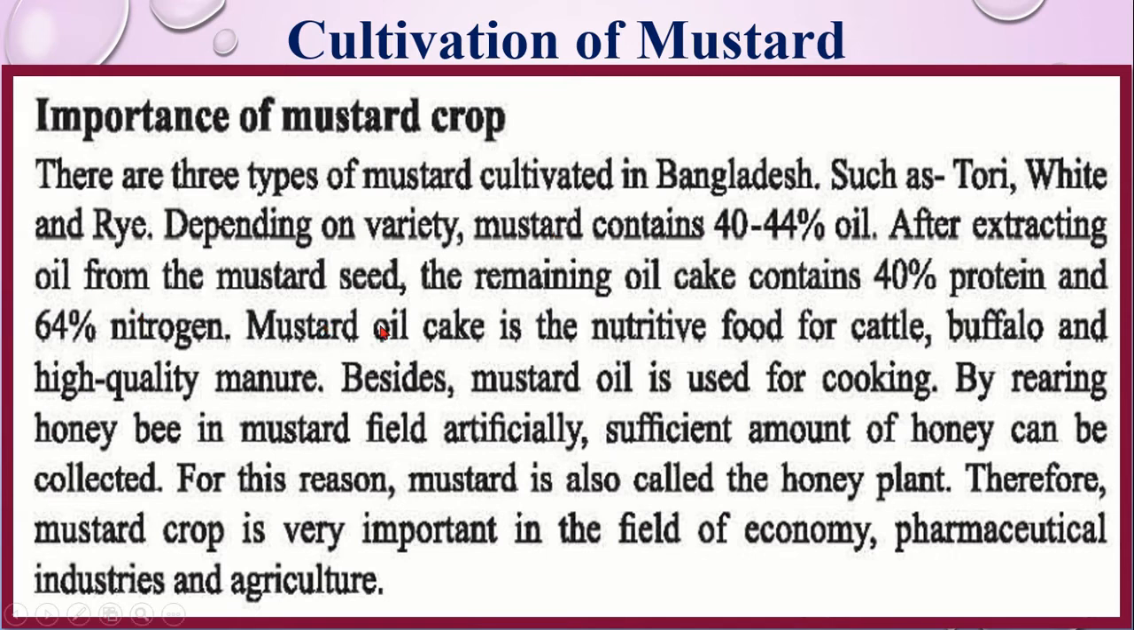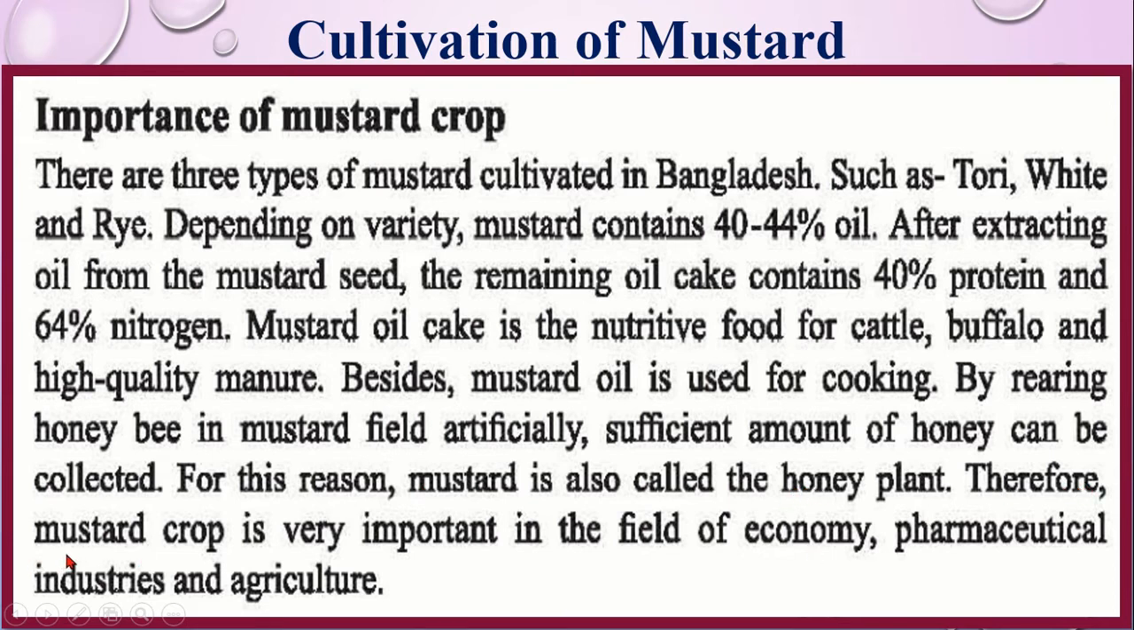After extracting oil from the mustard seed, the remaining oil cake contains 40% protein. That means the oil cake we get from the mustard contains 40% protein and 64% nitrogen. Mustard oil cake is nutritive food for cattle and buffalo and high quality manure. Besides, mustard oil is used for cooking. By rearing honeybees in a mustard field artificially, a sufficient amount of honey can be collected. For this reason, mustard is also called a honey plant.